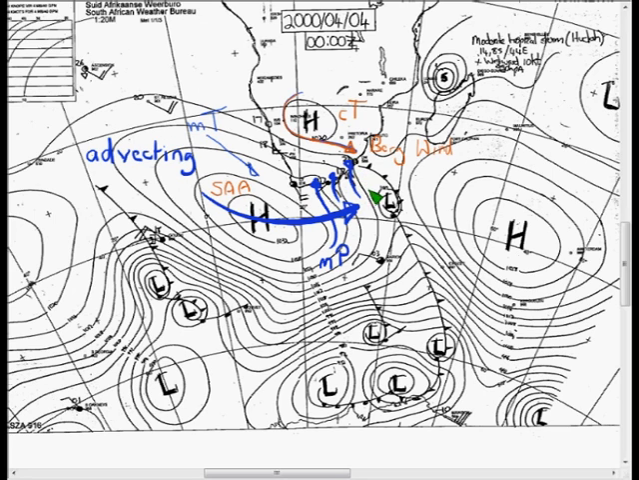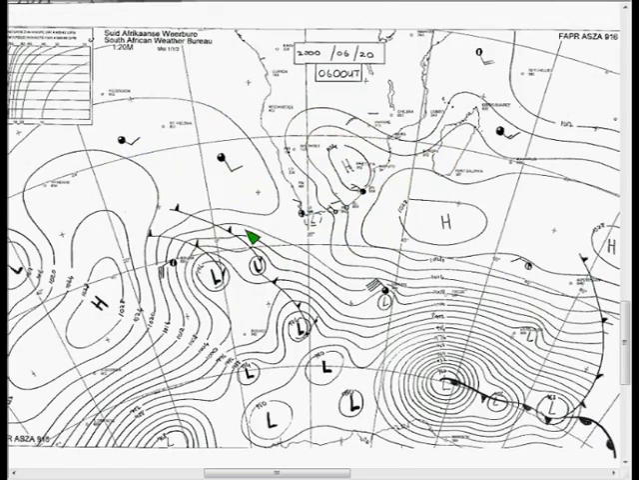Okay, and then that of course will disappear off there, and then here comes the next cold front, and the cycle is repeated. Now one of the things that you notice about this is that this now is getting weaker, and it'll die out and disappear.